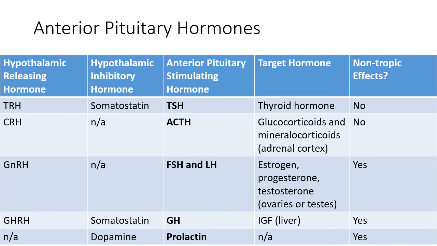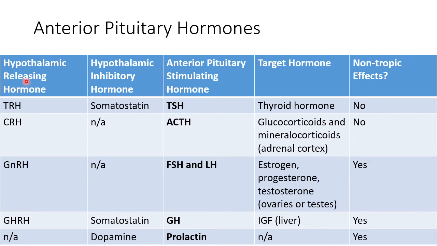So these are the hormones that are released from the anterior pituitary. You have TSH, thyroid stimulating hormone. Then you have ACTH, that's adrenocorticotropic hormone. Then you have FSH, follicle stimulating hormone. You have LH, luteinizing hormone. You have GH, which is growth hormone, and you have prolactin, also abbreviated as PRL. This table is showing you how those hormones are controlled.